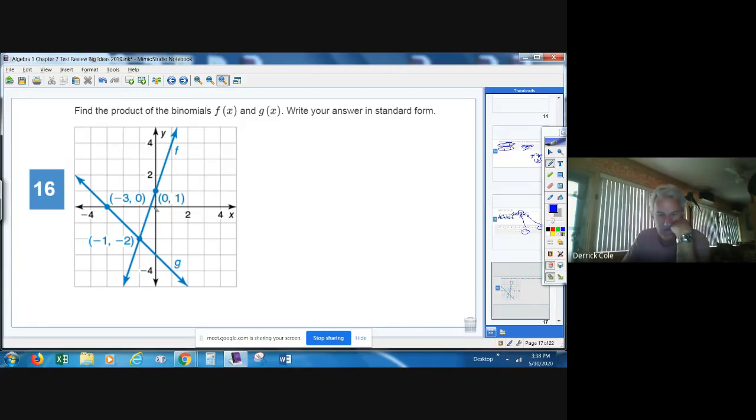Okay, 16. Find the product of the binomials f of x and g of x. Write your answer in the standard form. Oh my gosh. Oof, this is a tough one. This is like the difference between 100 and not 100. Okay. So how do I find this?